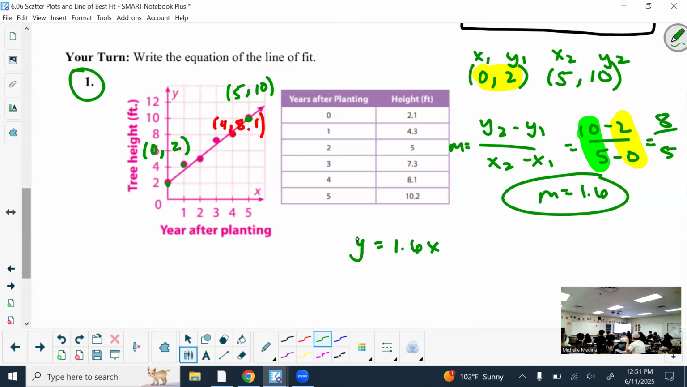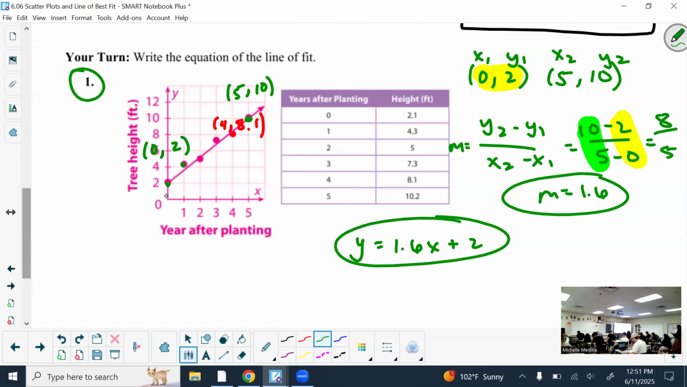I need my y-intercept. Now, if I have it graphed, I can just look at if it touches the y-axis. Can I see that on this graph? So what's my y-intercept approximately? 2. About 2. So I would even just go off and say that.